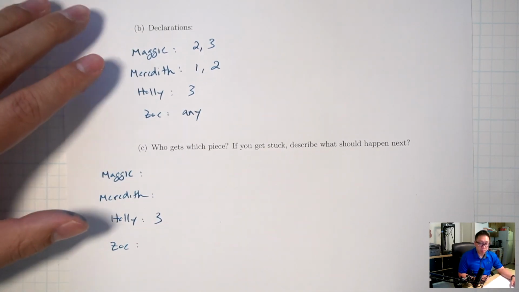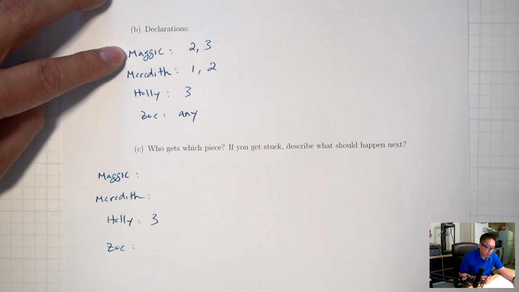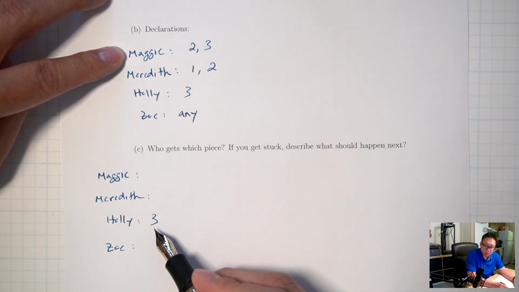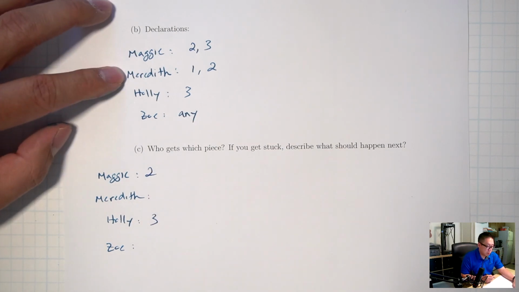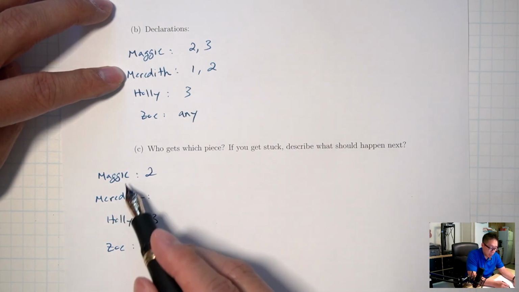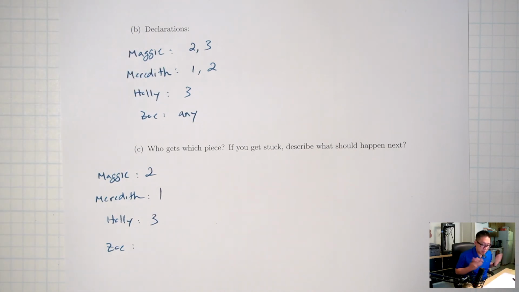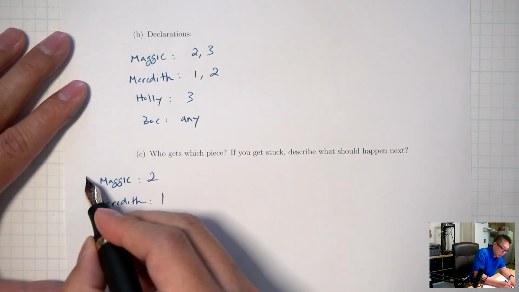Maggie and Meredith, it doesn't matter who you go with next. Let's go with Maggie. Maggie likes 2 or 3, but we already gave 3 to Holly, which means we have to give Maggie 2. Next up is Meredith. Meredith likes 1 or 2. We already gave 2 to Maggie, so we have to give Meredith 1. And then Zoe likes anything, so give her whatever's left. What's left? 4.